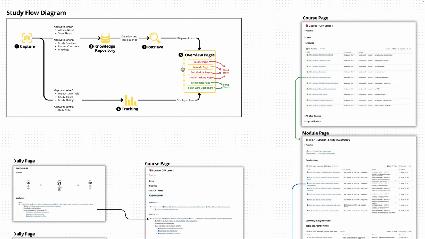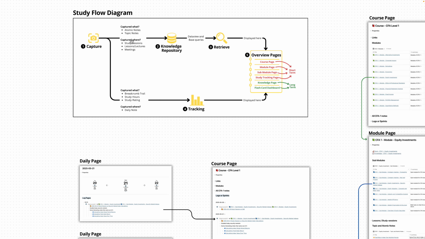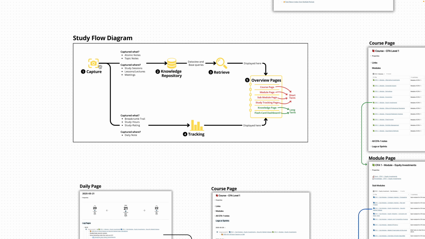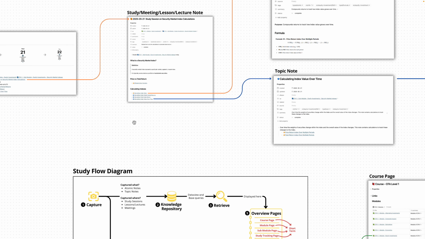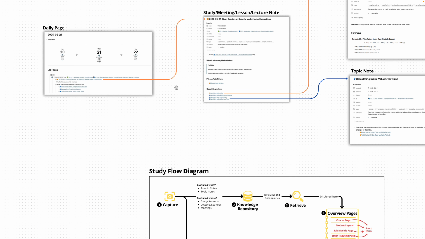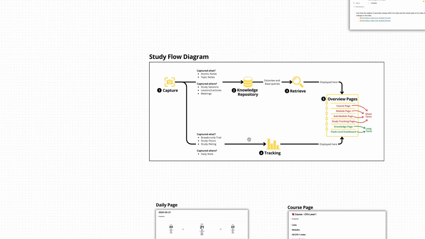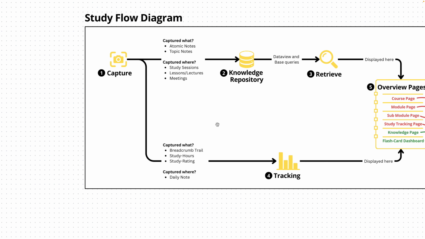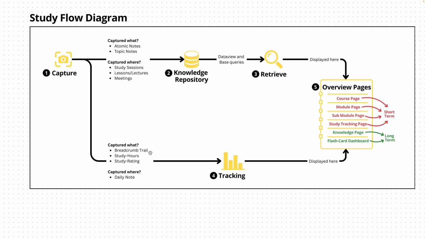And here we can see that we have tracking as well. So we went through the top line on how to capture information. It goes into our knowledge repository, and then we use Dataview and base queries in order to retrieve it at specific pages, at the specific overview pages. Something else that we capture, and these are the breadcrumb trails. So we briefly spoke about the breadcrumb trail that always starts on our daily page. But we also want to indicate study hours or study rating. And this is where we capture it on our daily note.